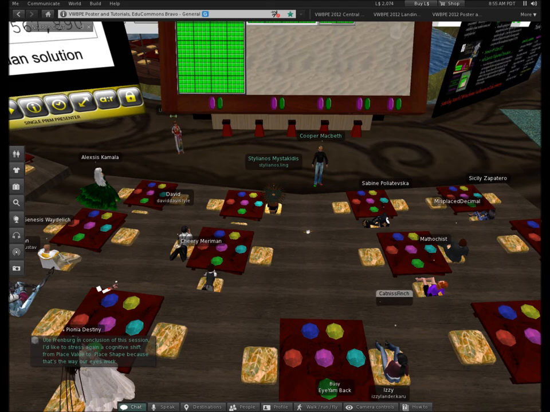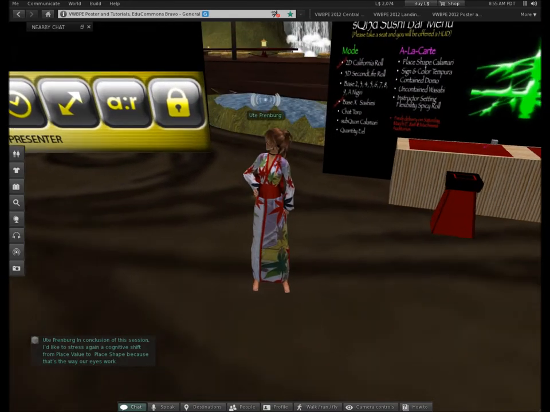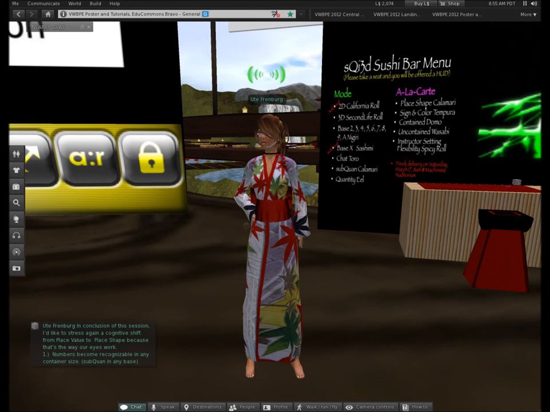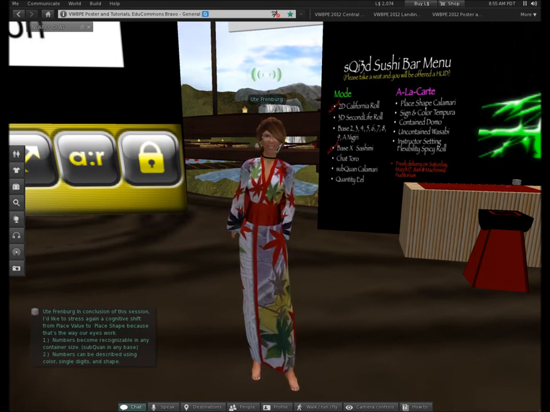Absolutely. So in conclusion of this session, I'd like to stress again a cognitive shift, exactly as Cooper just mentioned, from place value to place shape, because that's honestly the way that our eyes work. Numbers become recognizable in any container size. That means subquanting in any base. And numbers can be described using color, single digits, and shape.